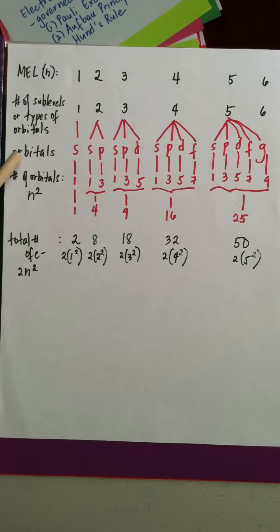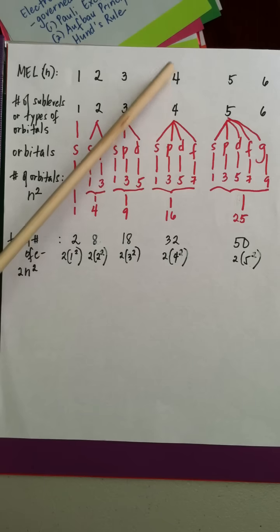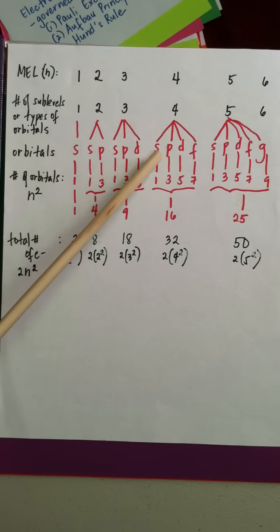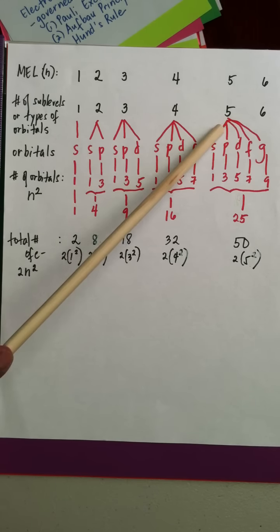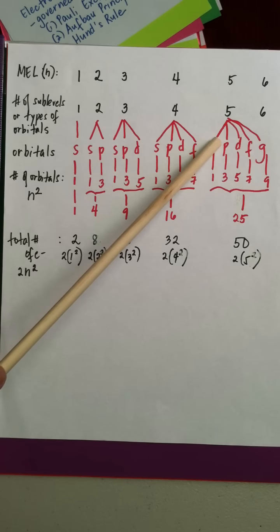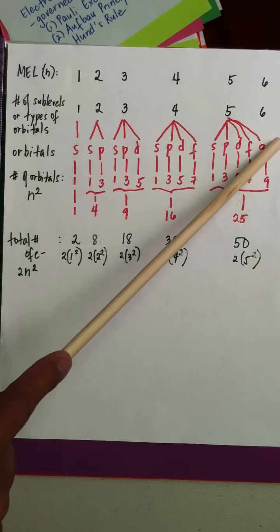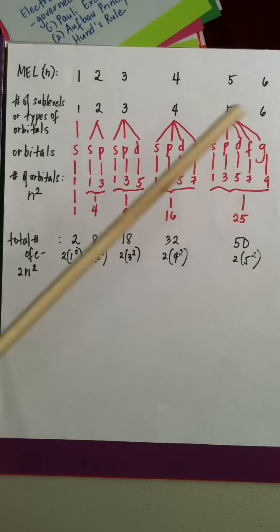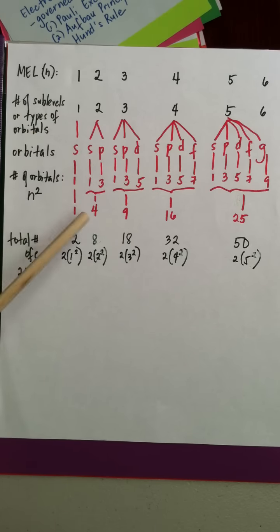Now, in terms of orbitals, the 1 in the main energy level would be the s, the 2 in the second main energy level are the s and the p, the 3 in the third main energy level are s, p, and d, the 4 in the fourth main energy level are s, p, d, and f, and the 5 in the fifth main energy level are s, p, d, f, and g. We will stop here. We will not need the 6 and the 7 main energy levels with the present elements that we will be working with.